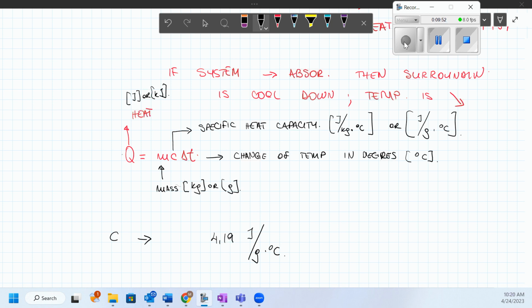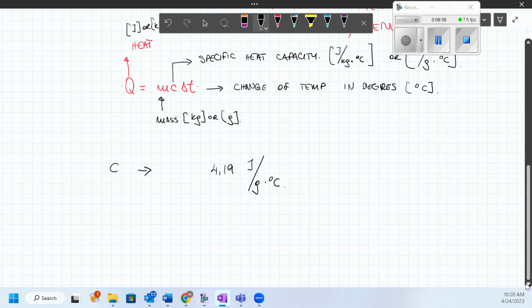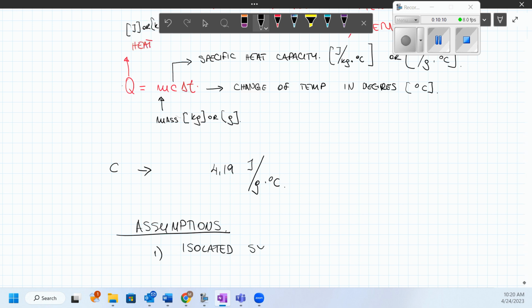Okay, so this is the very first assumption that we make when we are dealing with the calorimeter. We are dealing with an isolated system. In other words, the heat is not transferred from the calorimeter into the air, I suppose.